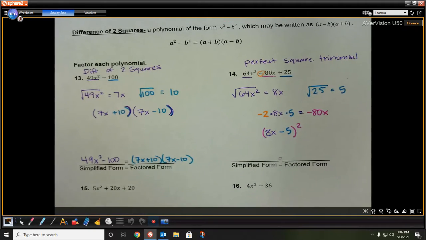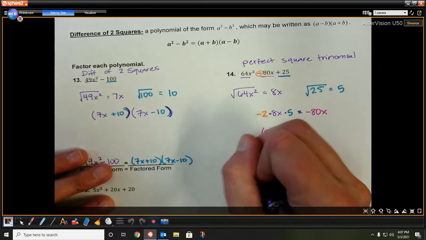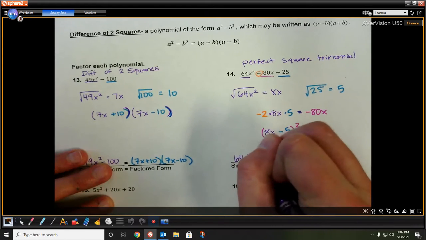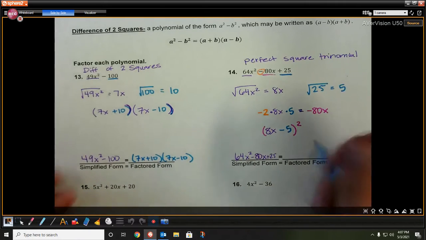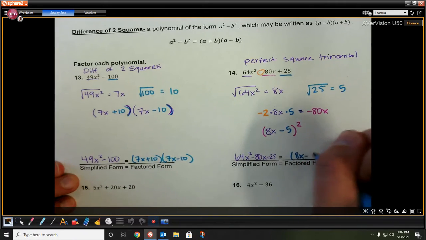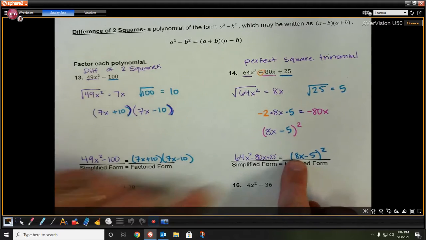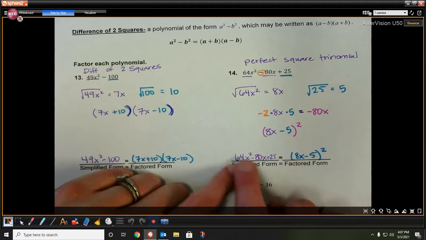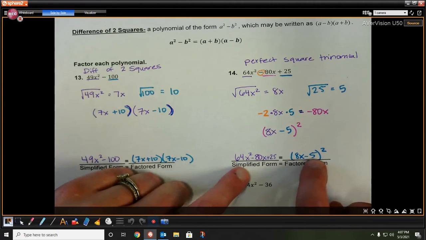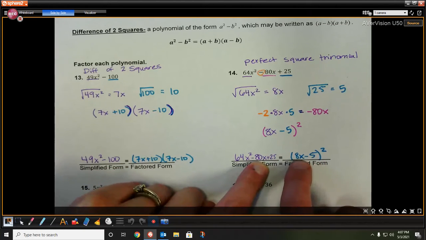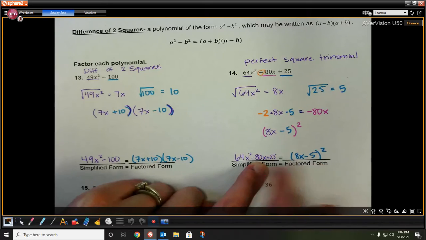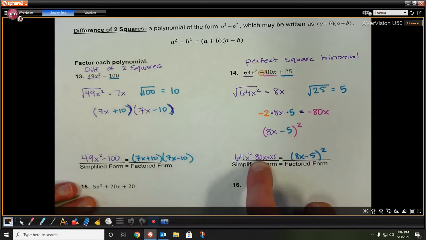All right, and it's squared, 8x minus 5 squared. So we can write this out as 64x squared minus 80x plus 25, and that is equal to 8x minus 5 squared. Because a squared would be 64x squared, b squared would be positive 25, and then a times b times negative 2 would give you that negative 80.